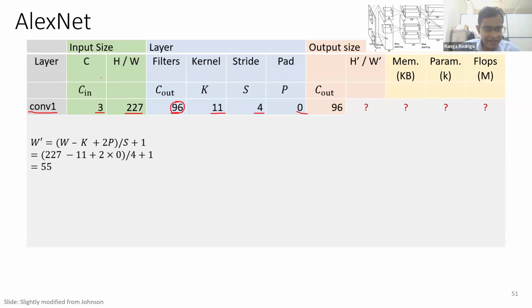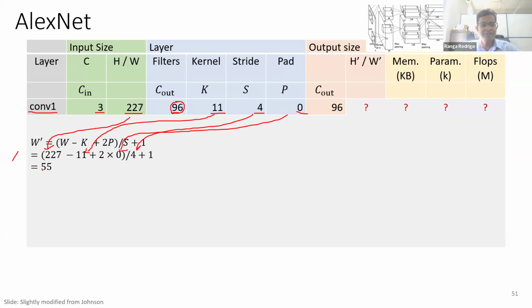You can see these computations are quite easy to understand. 227 here, and because it is 11 by 11, K is 11, and P, the padding, is 0. Here the stride is 4. Because of that, the spatial size drastically becomes small. So you get 55 by 55.